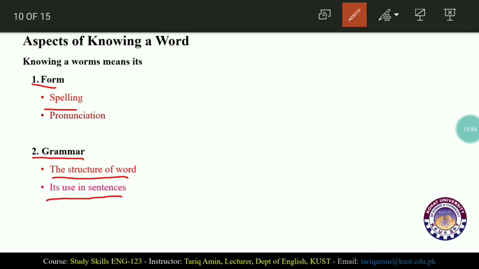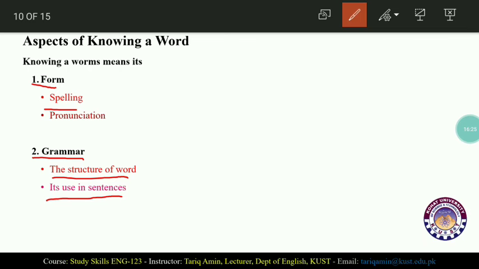Can it be used as the subject of a verb? Can it be used as the object of a verb? Or can it be used as a verb in a sentence, or a preposition in a sentence, or as a conjunction in a sentence, etc. So when you say that I know the grammar of a word, it means you know where it could be used in a sentence, or you know its different uses in a sentence, because there are some words which cannot be used in each and every position.